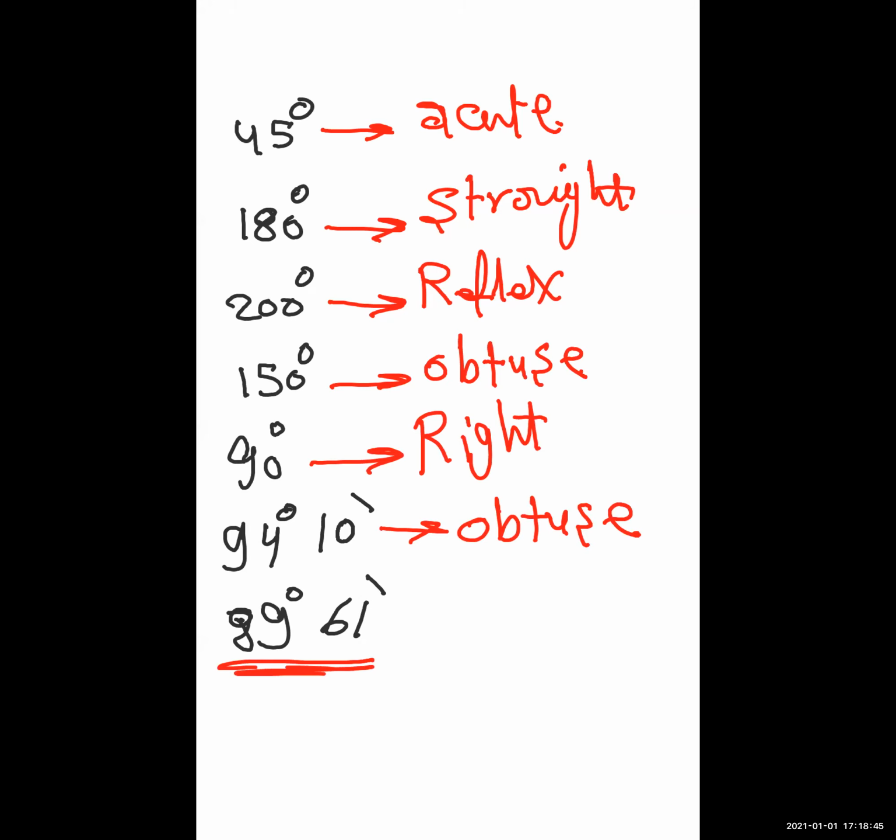Okay, check this one. 89 degrees and 61 minutes. Actually, guys, 61 minutes means 1 degree and 1 minute. So this means 90 degrees and 1 minute. So right now it's greater than 90, even with 1 minute. Okay, so this means it will be obtuse.